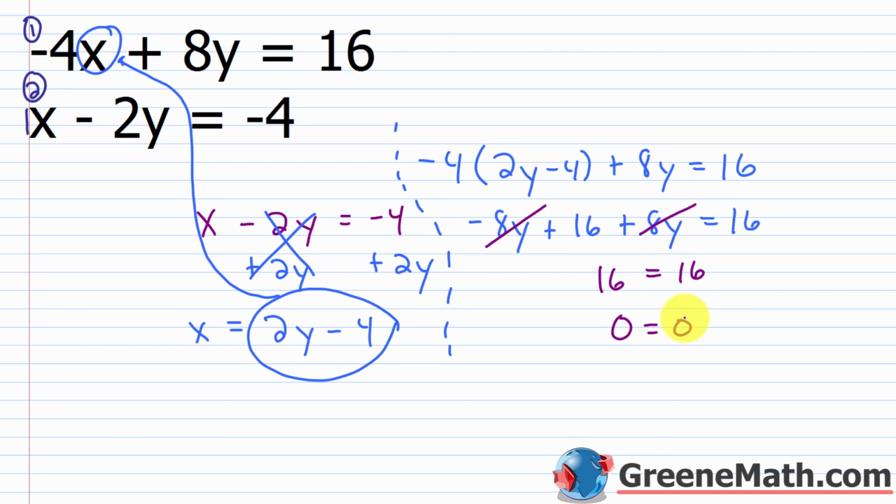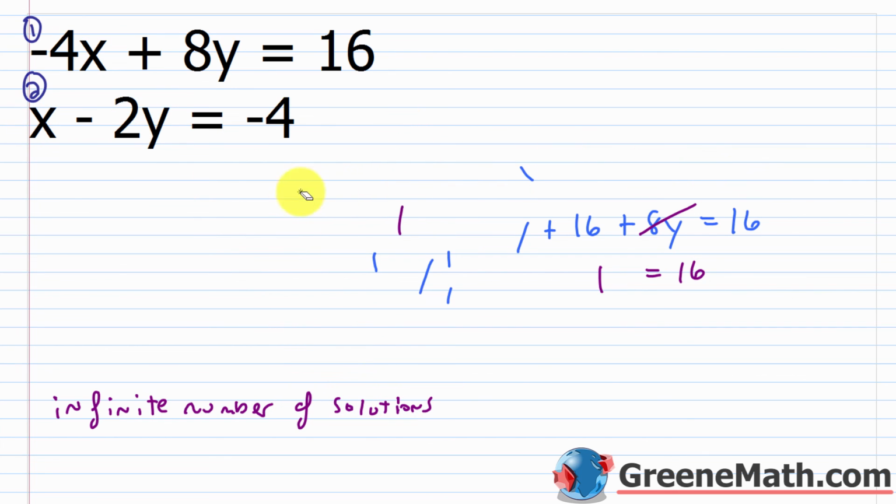So what I told you when we had that example with no solution, if the variable drops out and you're left with a true statement, like you are here, you have an infinite number of solutions. You basically have the same equation for equation 1 and 2. It's just algebraically manipulated to look different. So let's just write that. We have an infinite number of solutions.